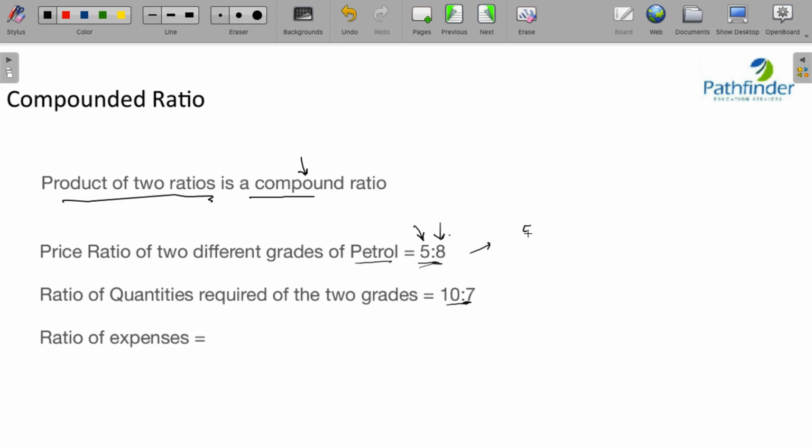So we know that prices will be multiples of 5 and that of 8, and the quantities will be multiples of 10 and 7. You should note here that since I have taken x as a multiple for price, I cannot take the same multiple for quantities.